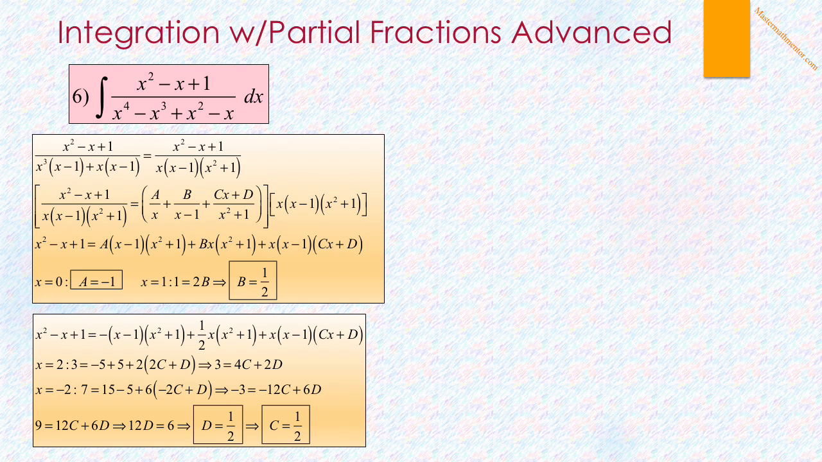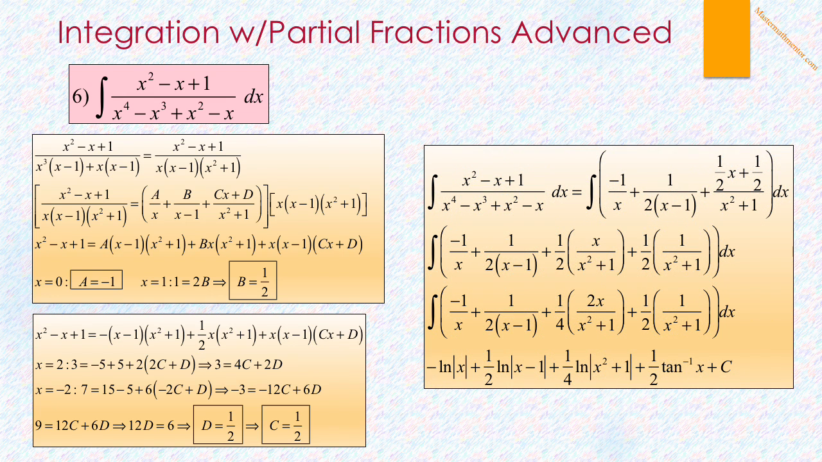We will multiply the top equation by 3, getting 9 is equal to 12c plus 6d. And adding the two equations together, we get 12d is equal to 6. And therefore d is equal to 1/2, and from there we can get that c is equal to 1/2 as well.